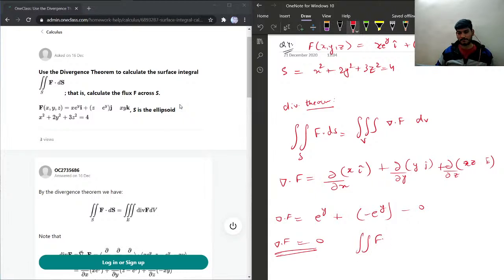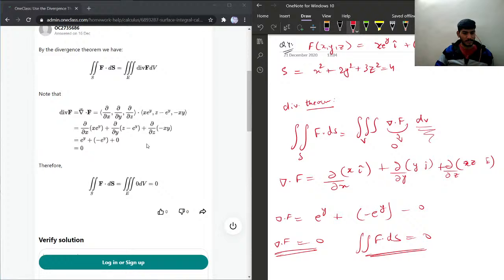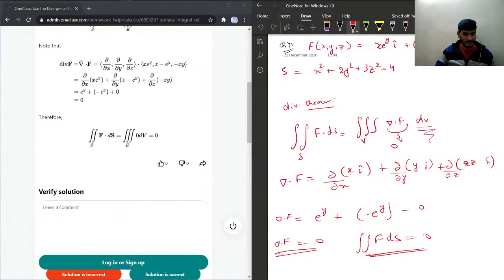Therefore f dot ds will be 0, because if this term is 0, then the integration is going to be 0. So the solution given by Junior Tutor is also the same, so it is a correct solution. Good work.